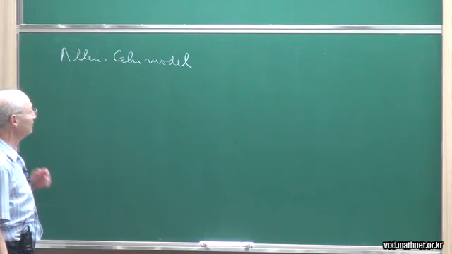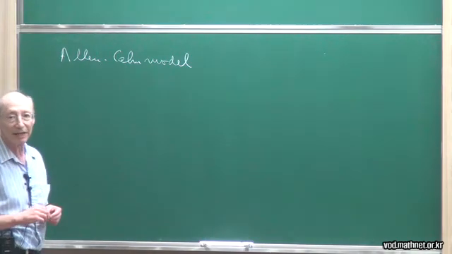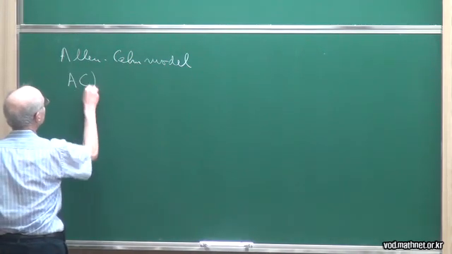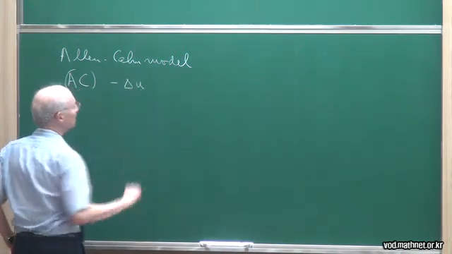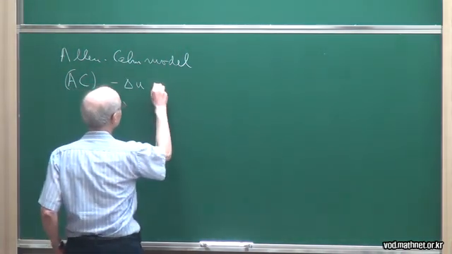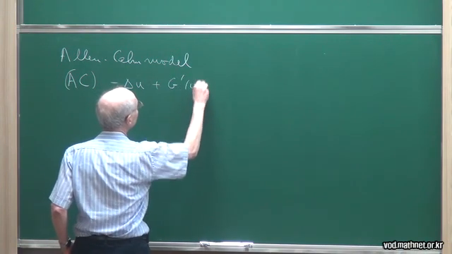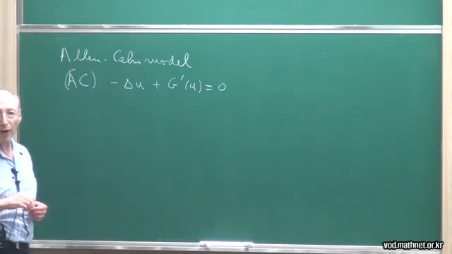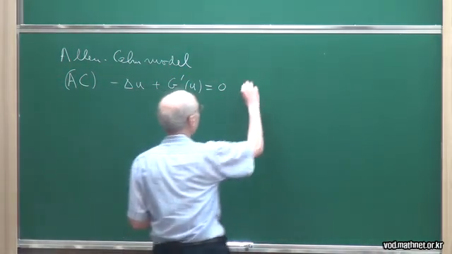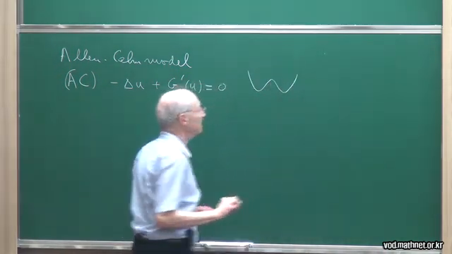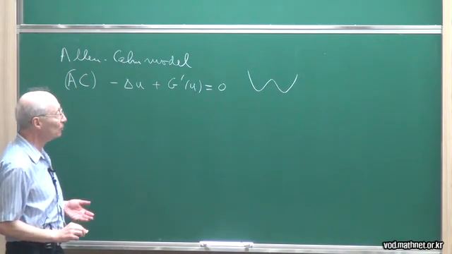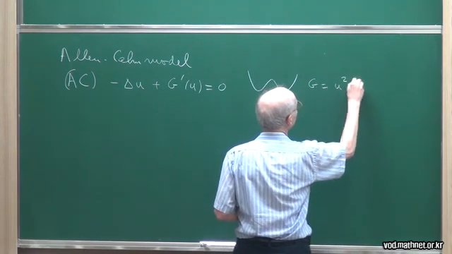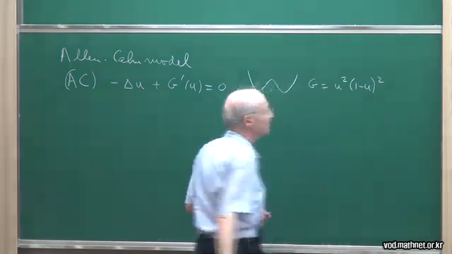And so this models phase transitions in a binary metal alloy, and the sort of PDE that arises here has the form minus the Laplacian of u plus g prime of u equals 0. The function g is a double well potential, so it looks like this. And the simplest example would be, say, something like g equal u squared times 1 minus u squared.